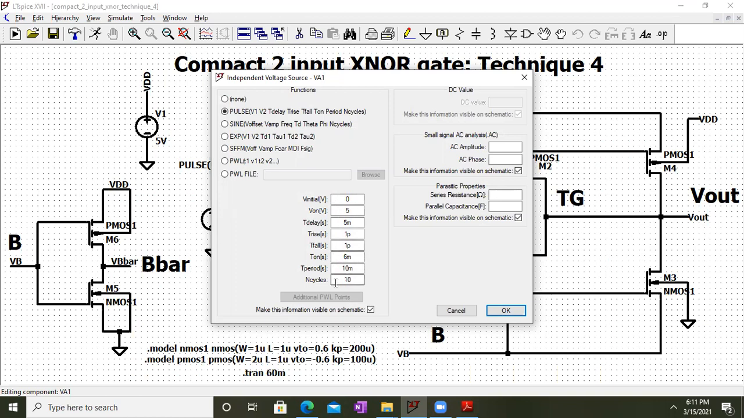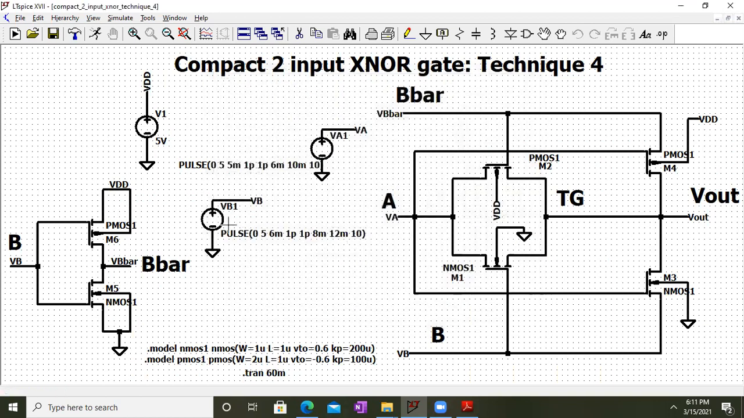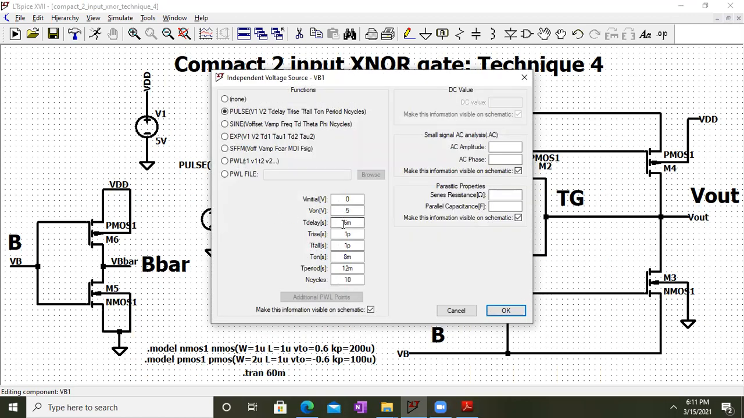Period is 10 millisecond and number of cycle are 10. Similarly for B, everything is same except that the delay time is 6 millisecond. Rise time, fall time is 1 picosecond. On time is 8 millisecond and the period is 12 millisecond with number of cycle as 10.